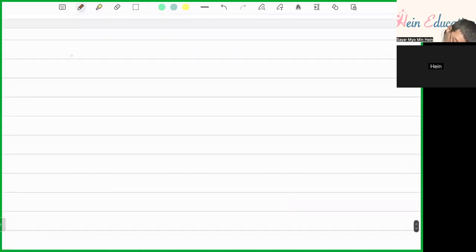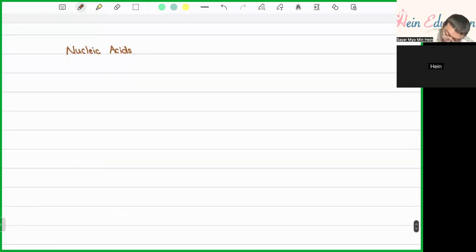So we get our nucleic acid, right? So we have DNA and RNA. Before that, DNA and RNA are made up of nucleotides. So let me erase this. So DNA, let's say DNA, is made up of nucleotides.